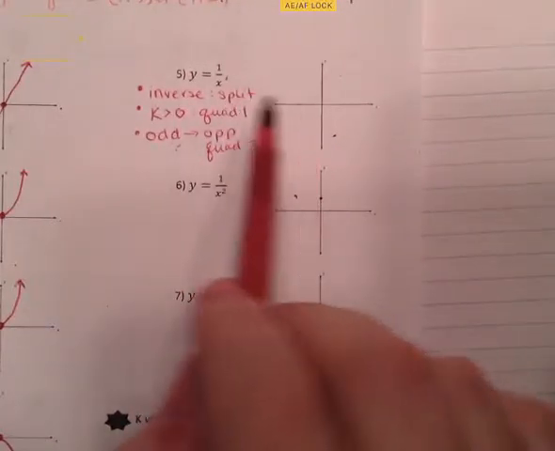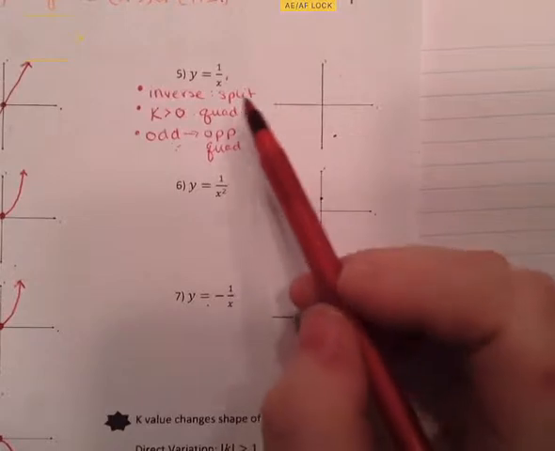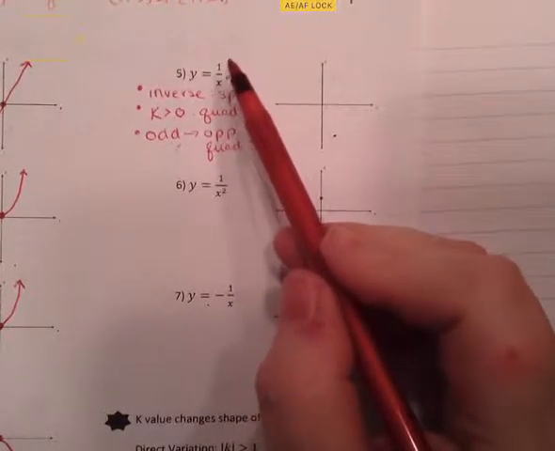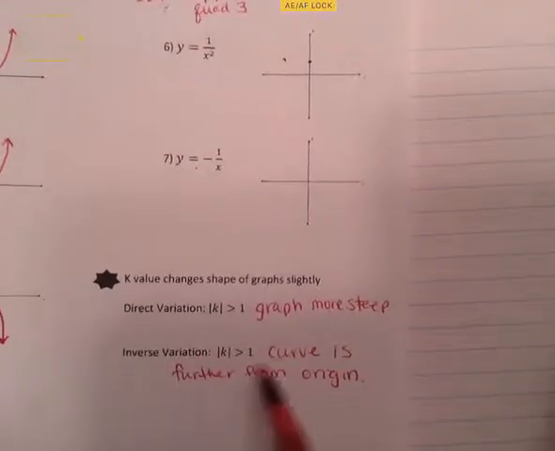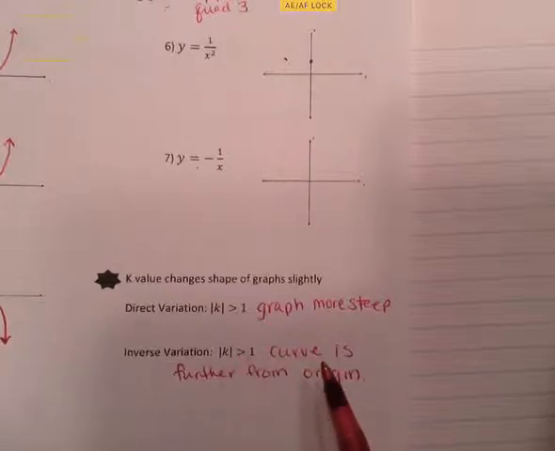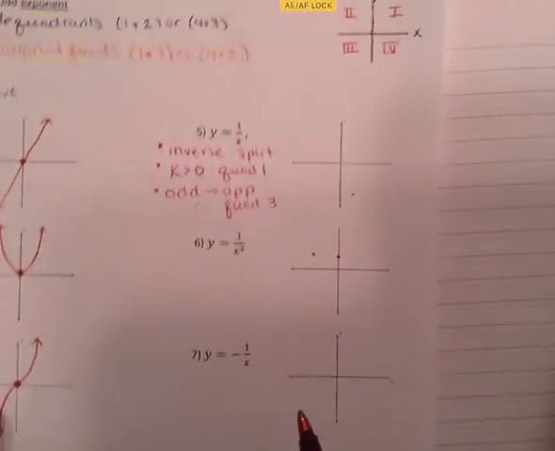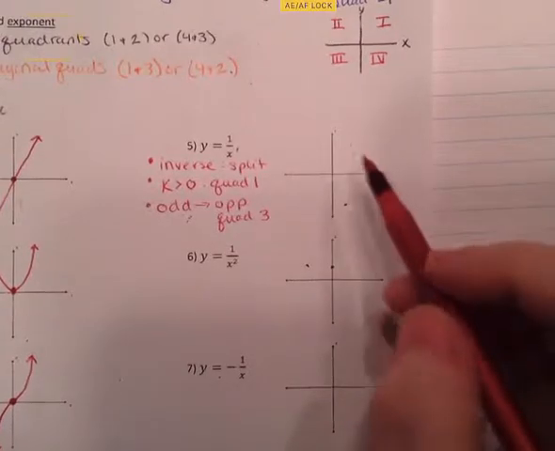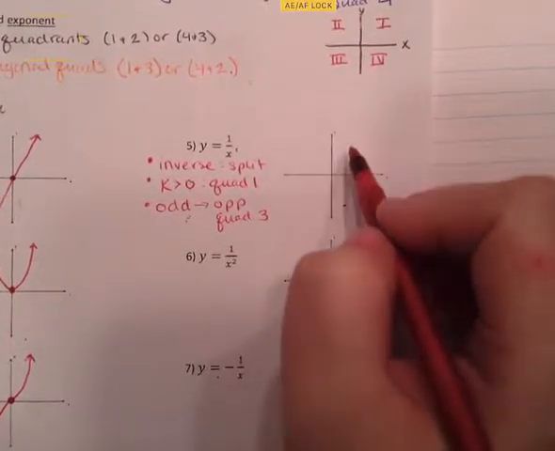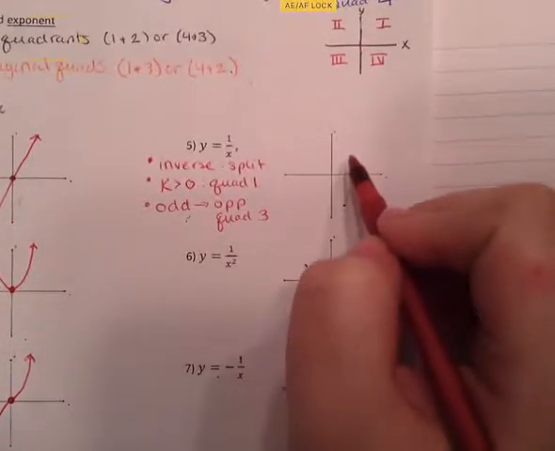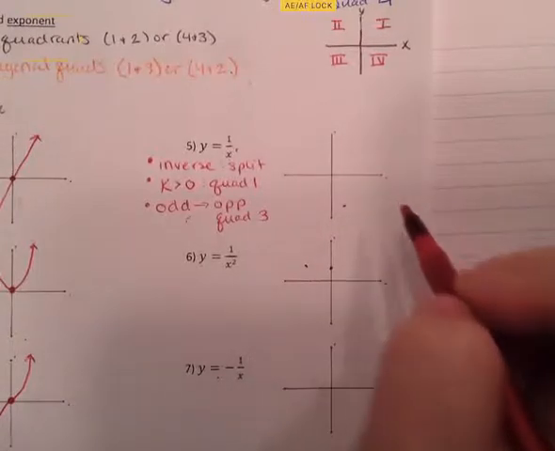So on this problem, our k value is 1. That means for inverse, if it's bigger than 1, the curve is further from the origin. So this curve is actually going to be fairly close to the origin, but it cannot actually touch it. So again, we want to curve it along the x and y axis because it cannot go through the y axis and it cannot go through the x axis.